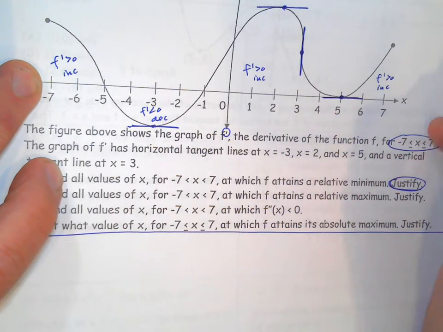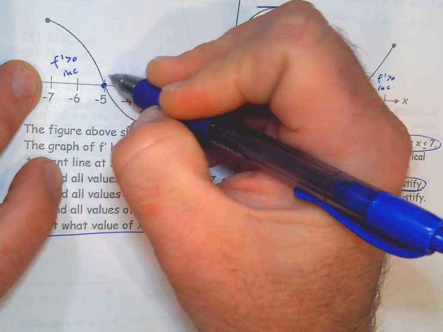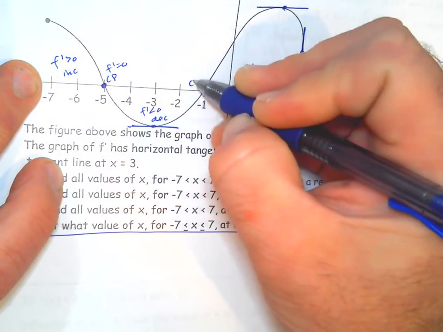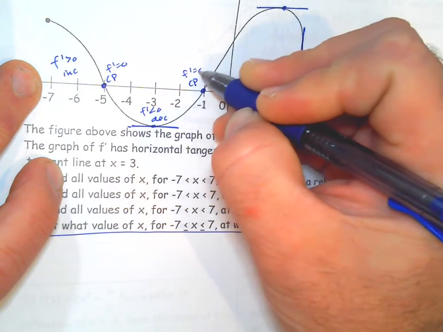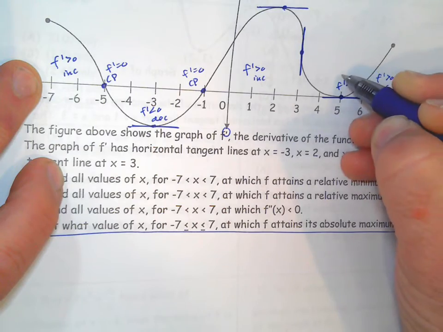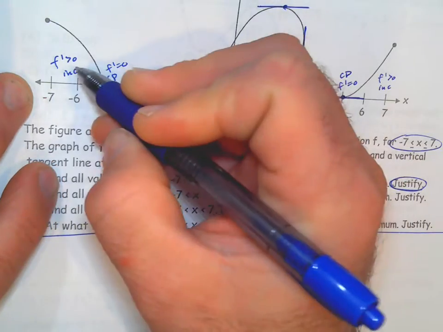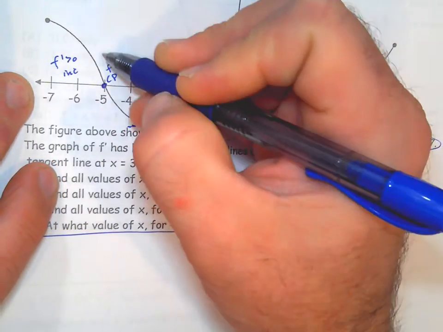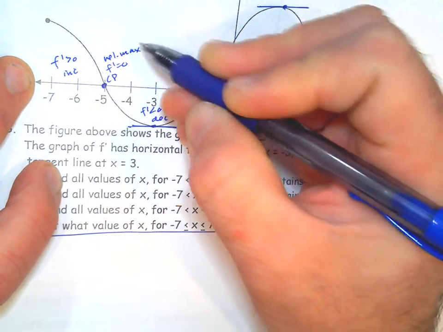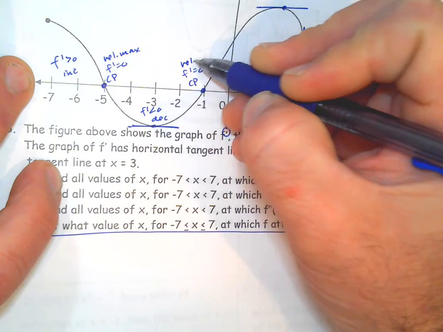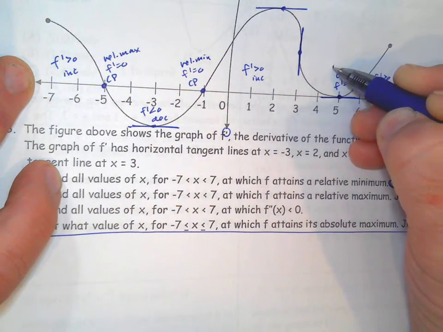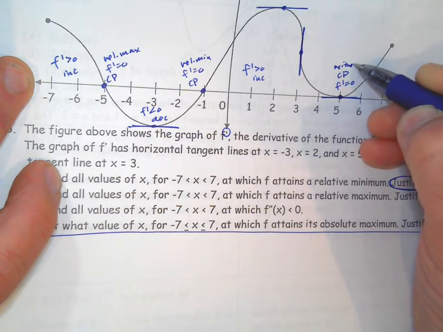I'm doing kind of what I've been doing. Critical point here, f prime equals 0. Critical point here, f prime equals 0. Critical point here, f prime equals 0. Now, if it's going up, increasing, then going down, this is a relative max. If it's going down, then up, this is a relative min, a valley. If it's going up, flattens out, goes up, this is neither. This is like a plateau.